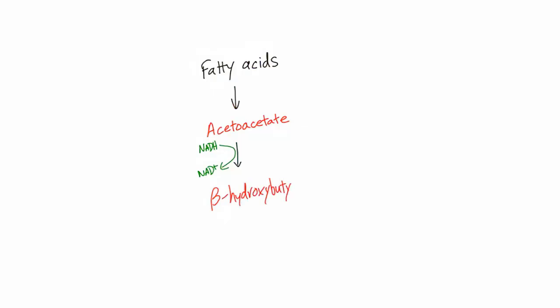So in the liver, fatty acids and amino acids are metabolized into acetoacetate, which is a ketone body. And then you can use NADH to turn acetoacetate into another ketone body called beta-hydroxybutyrate. So you need to be able to recognize those 2 substances as the main ketone bodies, acetoacetate and beta-hydroxybutyrate. And lots of different tissues in your body, like muscle and brain, can use those ketone bodies for energy when there's not enough glucose around.